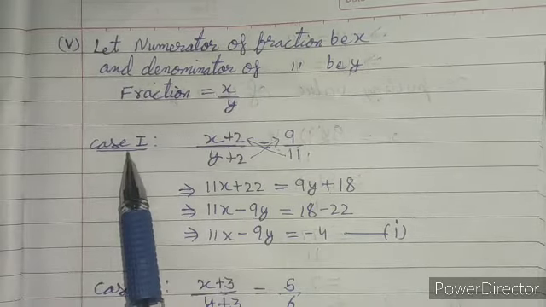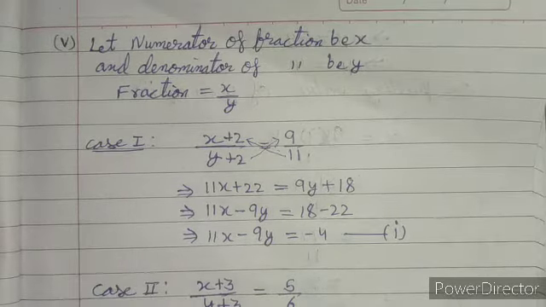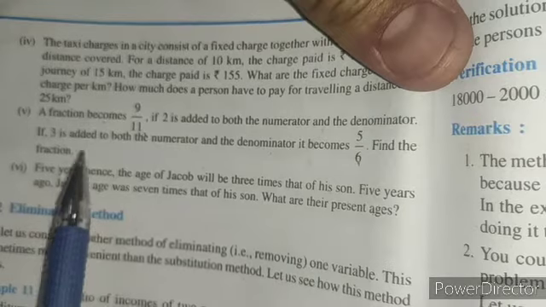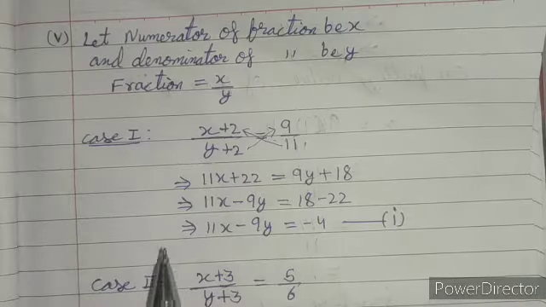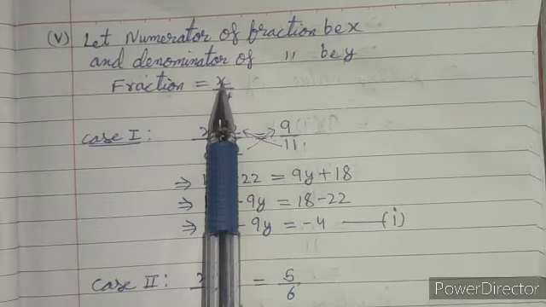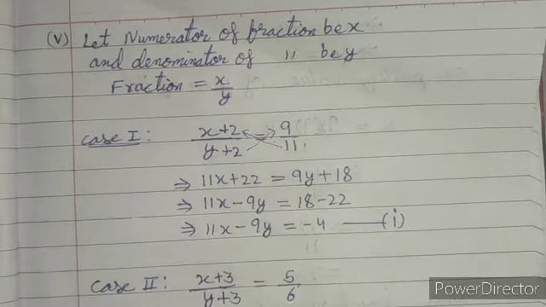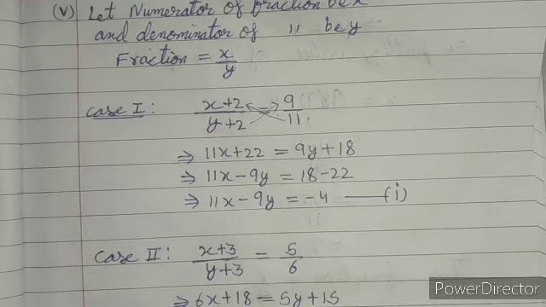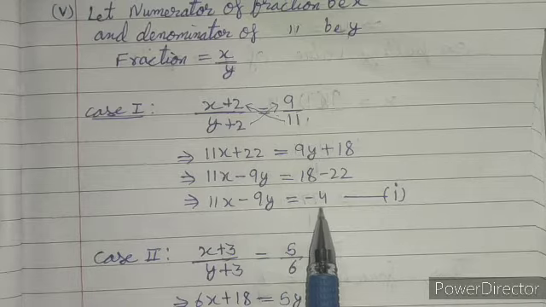Now in the first case, he is saying that if 2 is added to both numerator and denominator, the fraction becomes 9 upon 11. That means if we add 2 to the numerator and 2 to the denominator, it becomes 9 upon 11. And this is giving us the equation 11x minus 9y equal to minus 4.